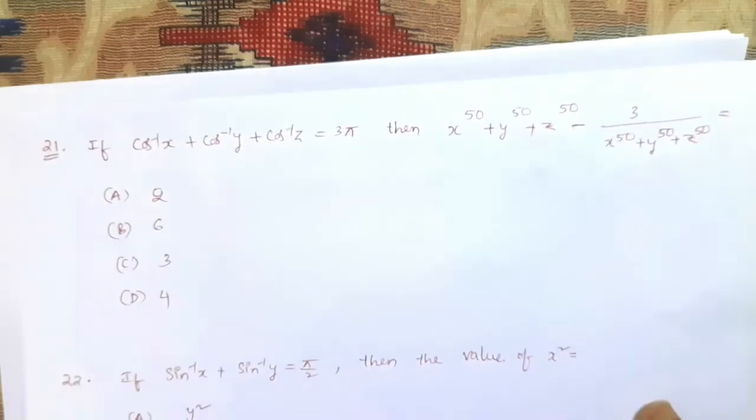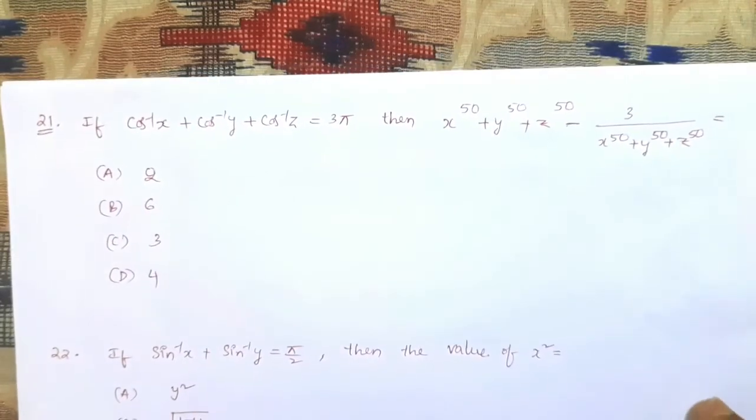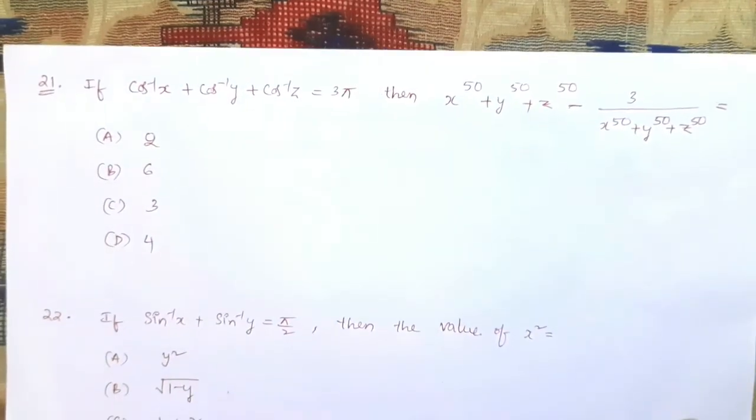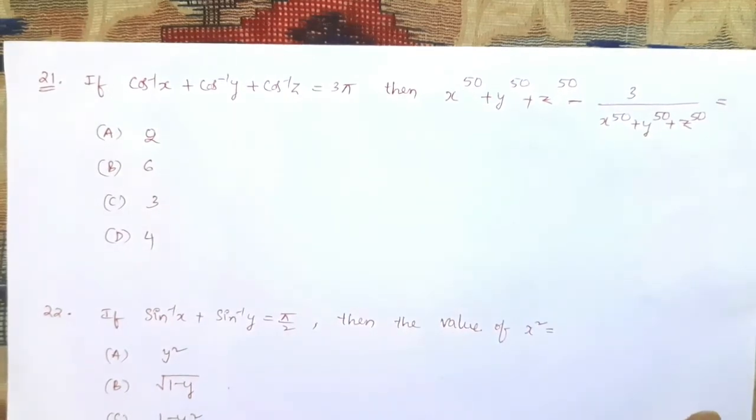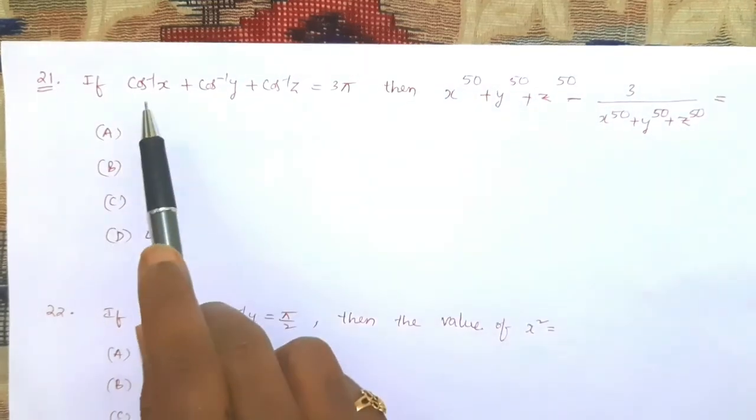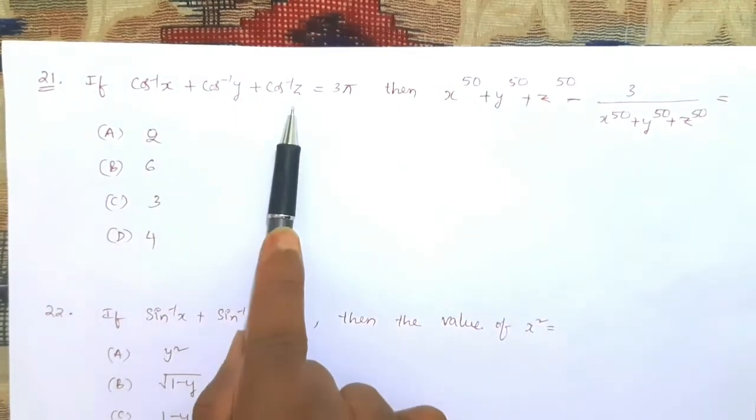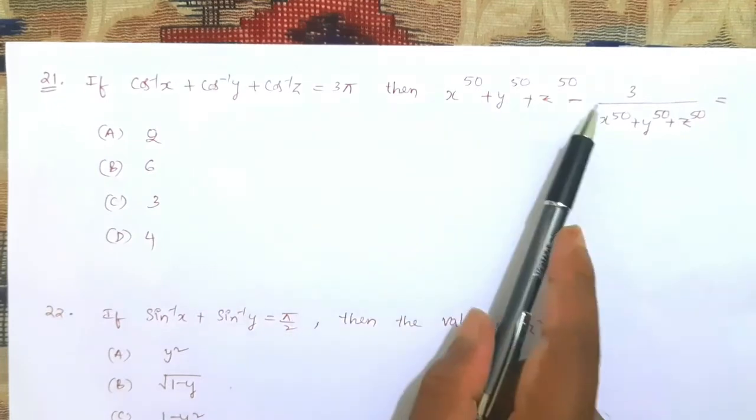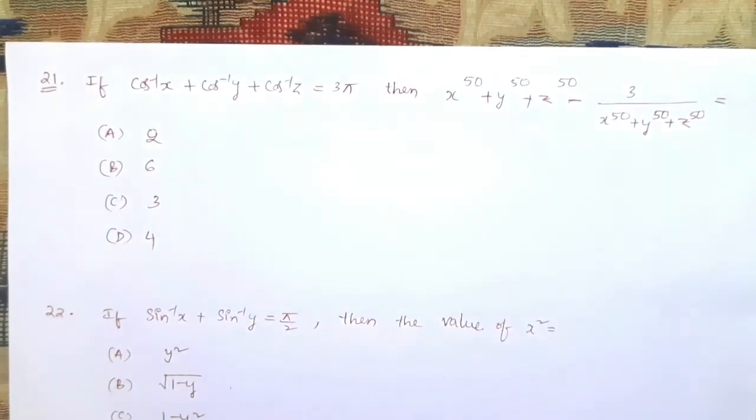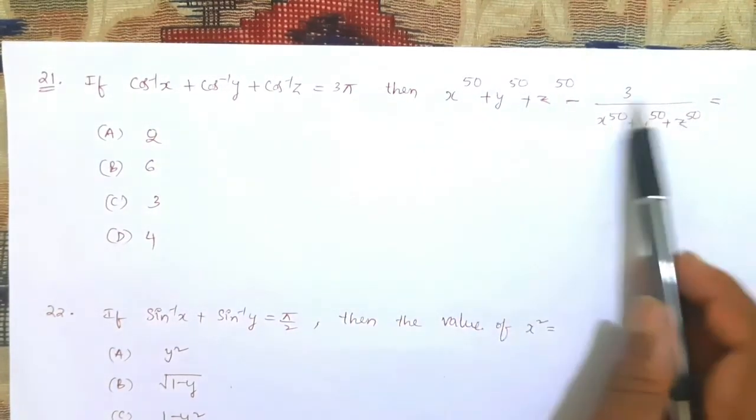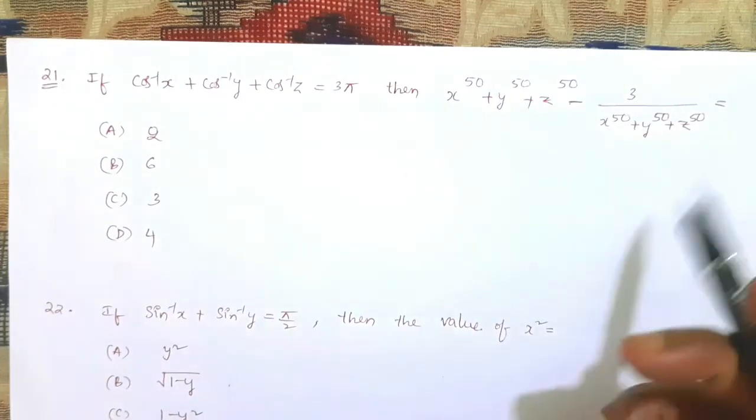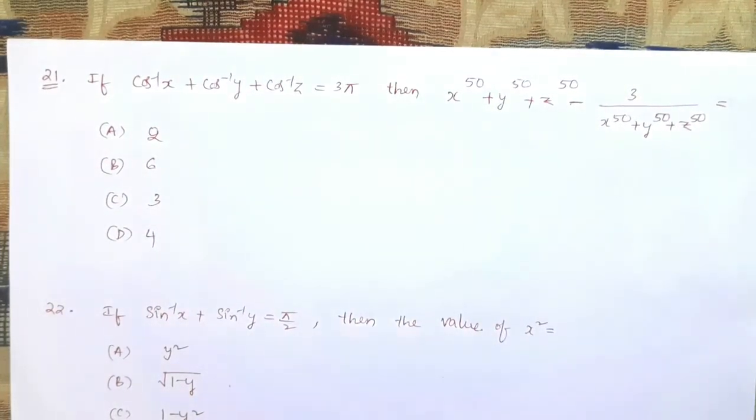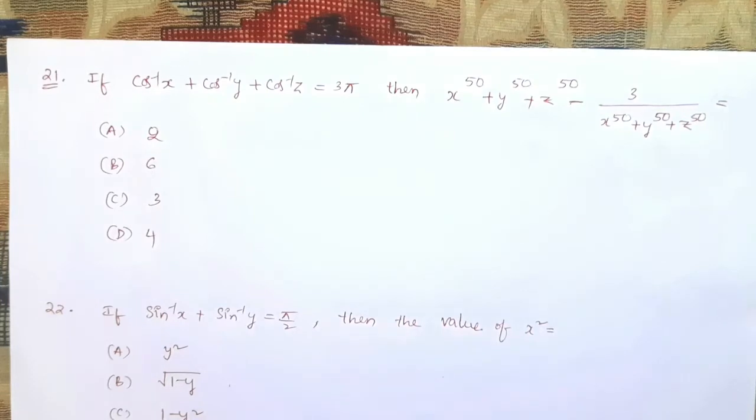Next, question number 21. Last 5 problems of this session. Cos inverse x plus cos inverse y plus cos inverse z is equal to 3 pi. See, this is a very important formula. Then we need to find this term. Don't think that after observing this, this will be a very tough problem. Don't worry like that. It is the easiest only.